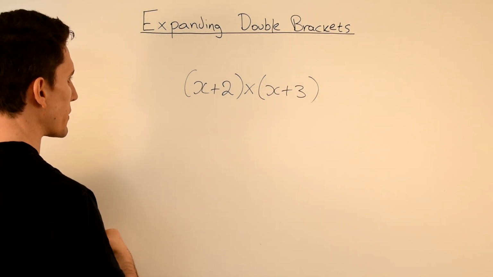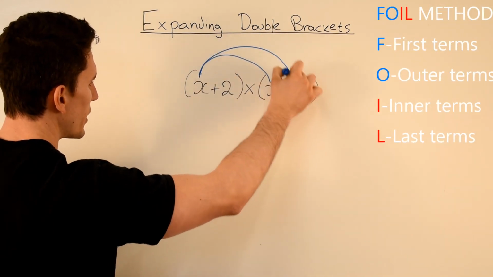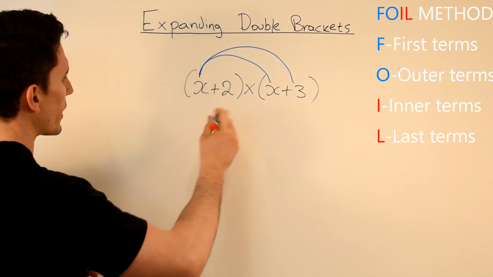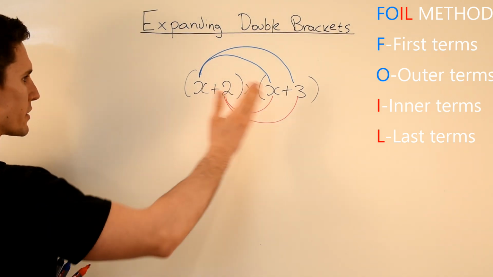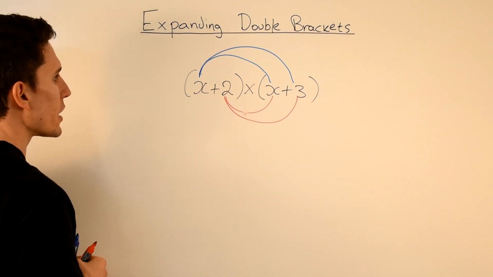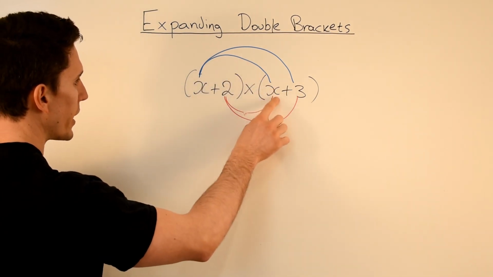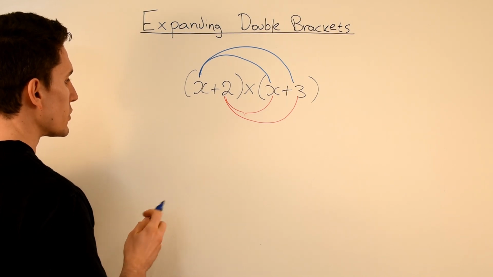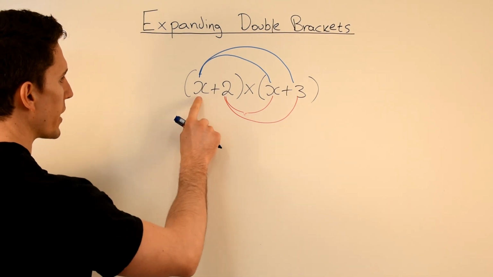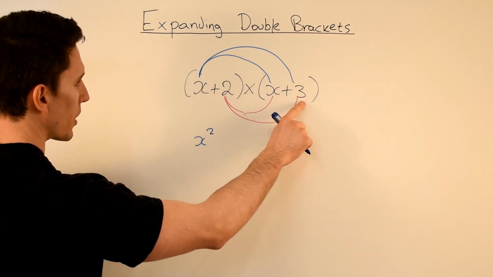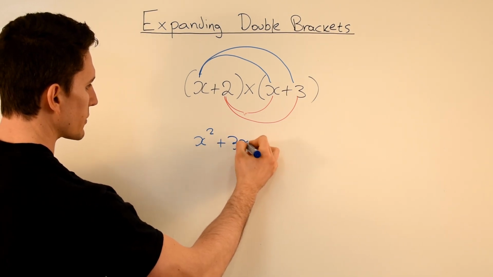And the way to represent this is by joining them all with the lines I will draw right here. So we have two lines coming out of the x and two lines coming out of the 2, joining them to the terms in the second pair of brackets. Now these lines mean multiplication. So let's go ahead and multiply x by x. X times x simply equals x squared. And then we have x times plus 3. That is simply equal to plus 3x.